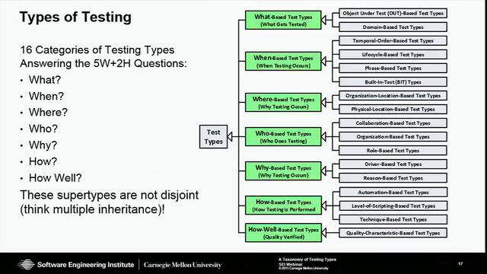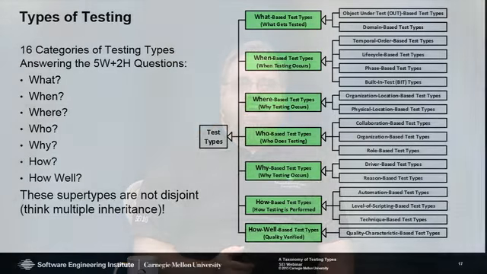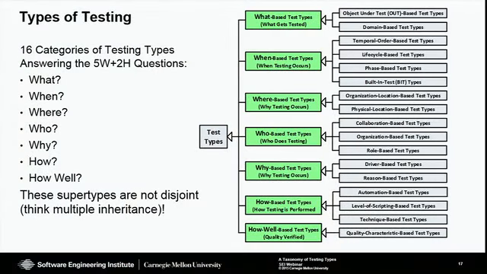The first category at the top level here in green is what is being tested. The second one there is when am I performing those tests. The third one is where are these tests being performed. The fourth one is who's doing the testing. Fifth one is why are we doing the testing in the first place? What kind of questions are we trying to answer?